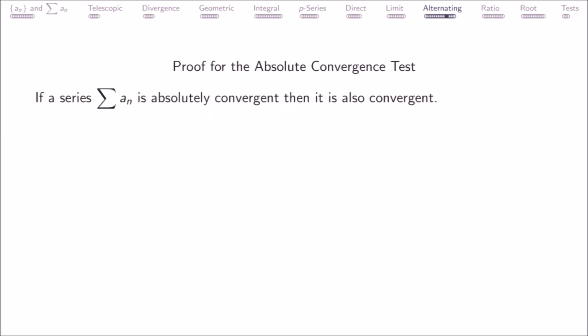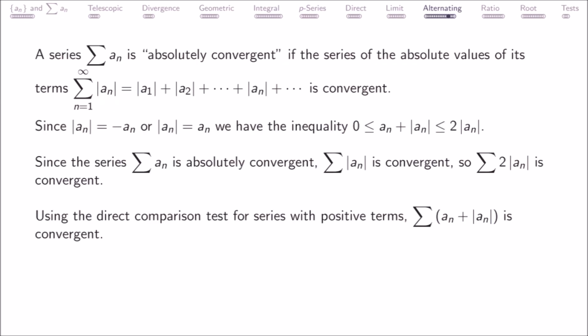Proof for the absolute convergence test. Here is a statement of the test. A series An is absolutely convergent if the series of the absolute values of its terms is convergent. Since we have this, we have the inequality. Since the series An is absolutely convergent, series absolute value An is convergent. So series 2 absolute value An is convergent. Using the direct comparison test for series with positive terms, this is convergent.